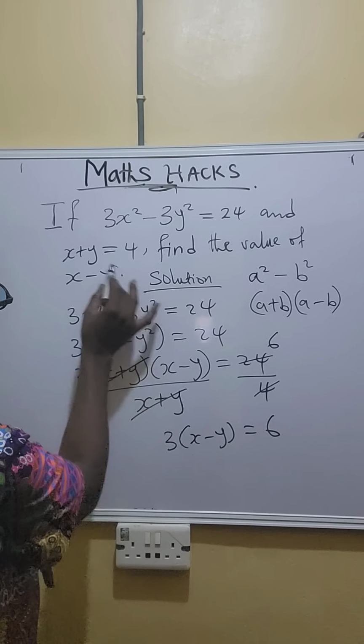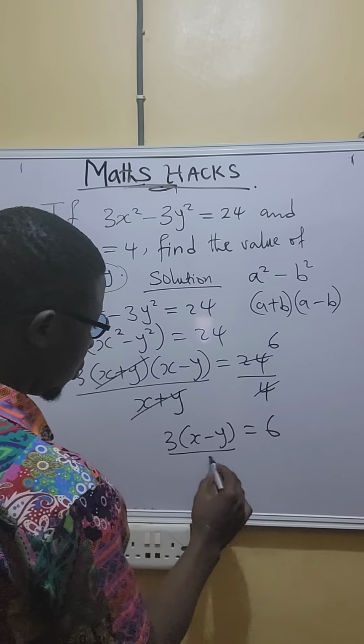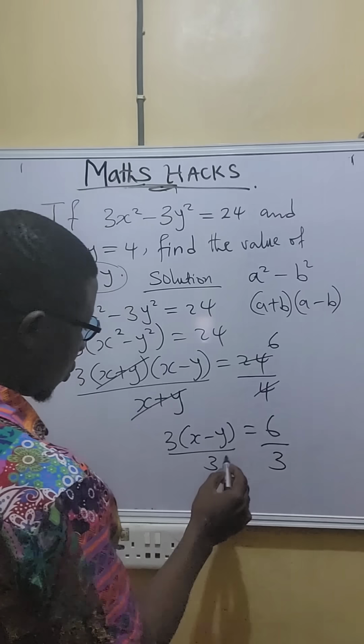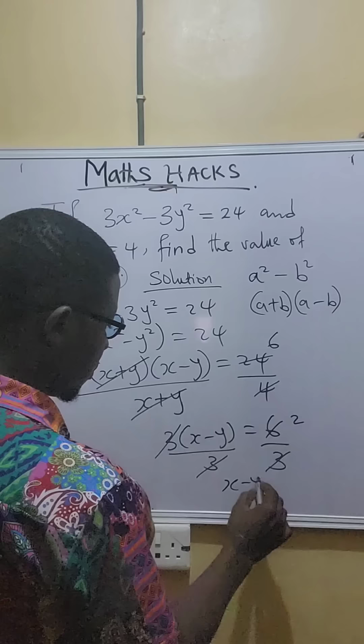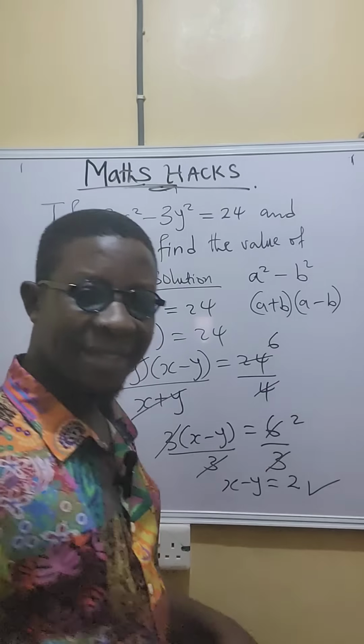However, note that this is what they ask us to find, x minus y. So all you need to do is to divide both sides by 3. So 3 cancels here and 3 cancels here. 3 goes there, 3 goes there, and we have 2. And we have x minus y is equal to 2. And that is the answer.